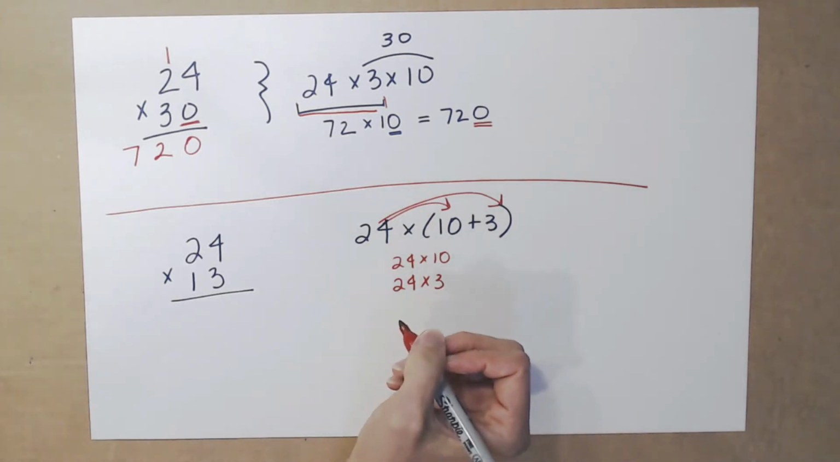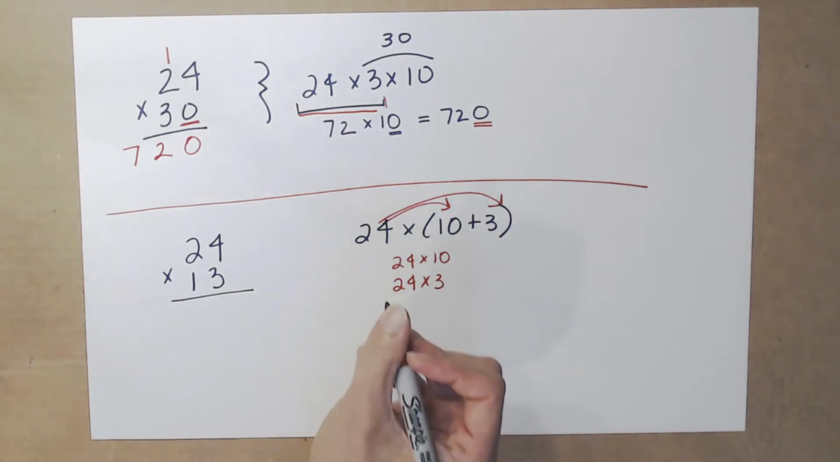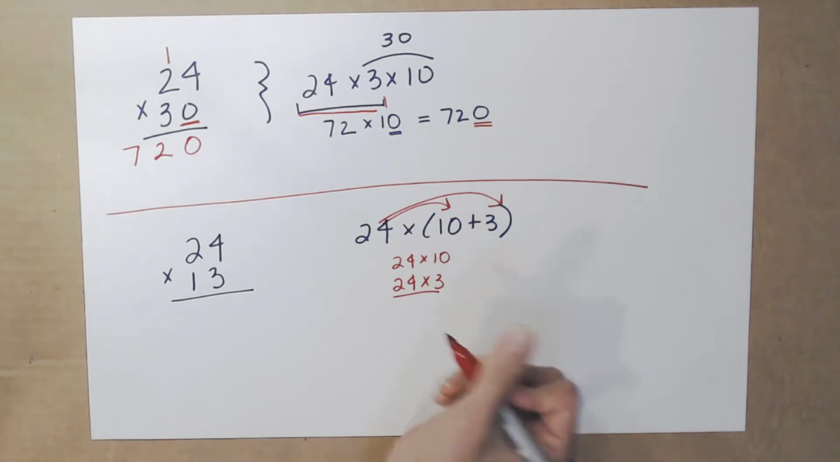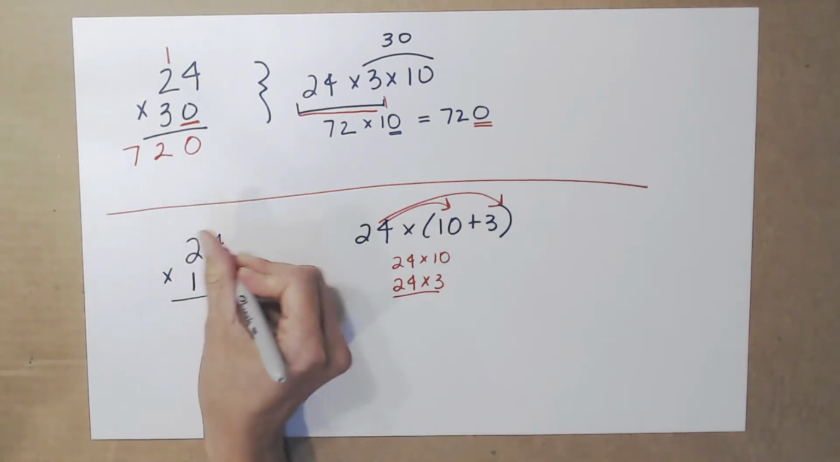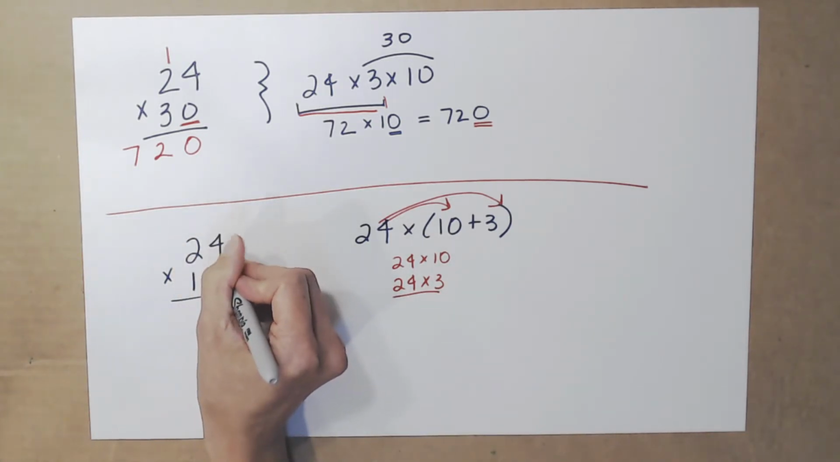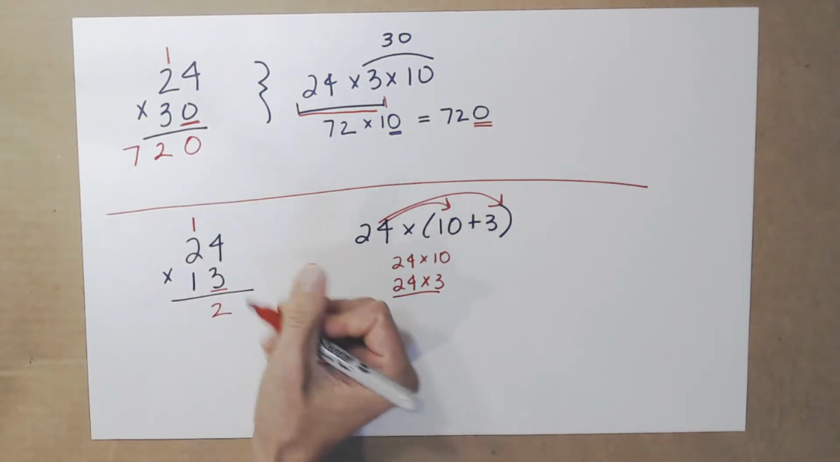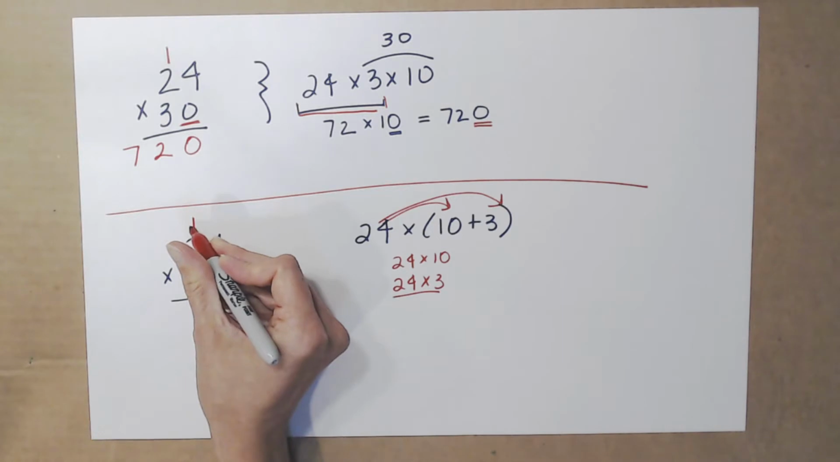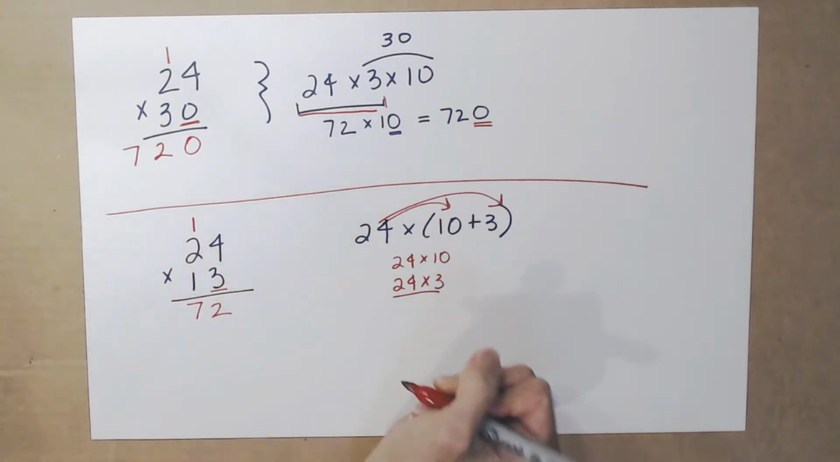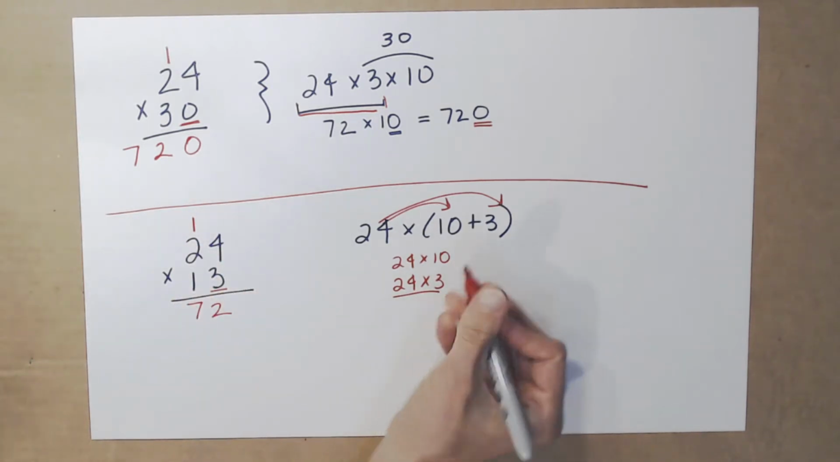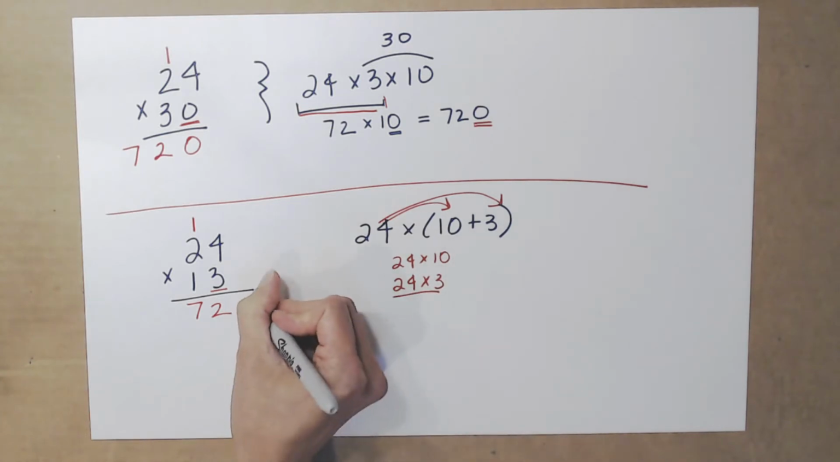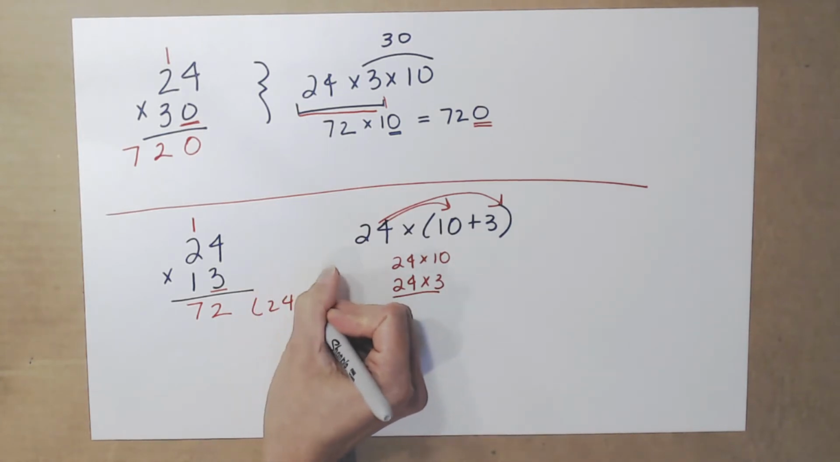So what we're going to do first is the 24 times 3. So here, 24 times 3. 4 times 3 is 12. We have an extra 10. 2 times 3 is 6, plus the extra 10 is 7, 72. So this is 24 times 3.